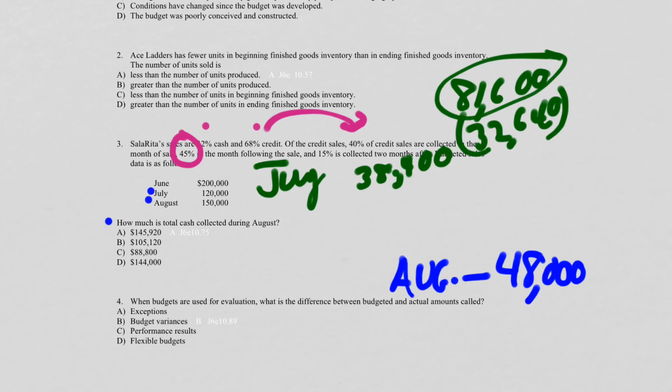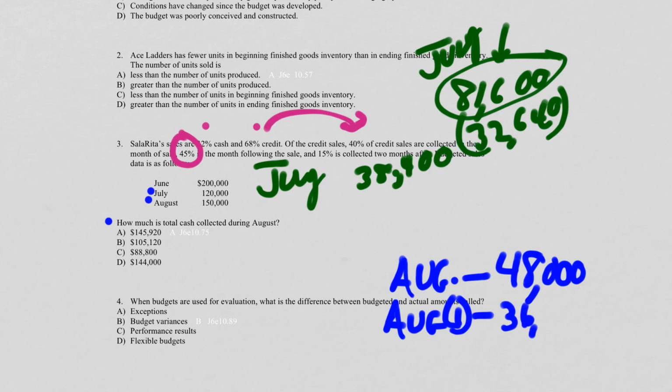I'm sorry, 45% of 81,600, this is the credit sales. So 45% of that number, credit sales of July, was collected in August. So now, August additional one, for the amount of sales collected from July sales in August, which is 45%, is 36,720.